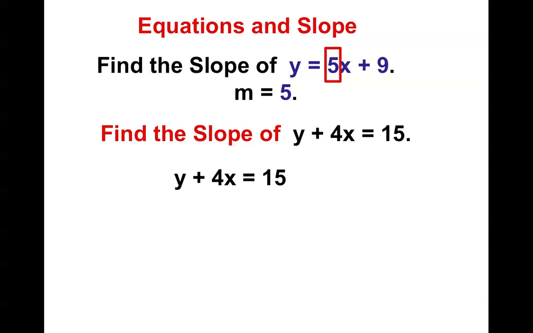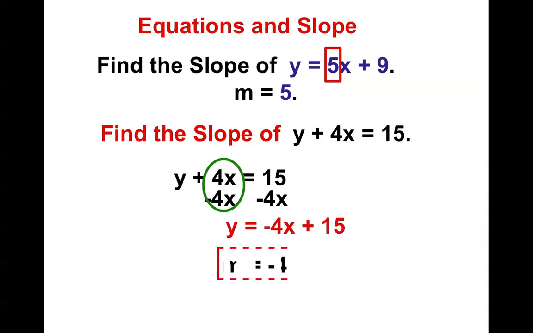We go back and we remember our basic algebra steps. We use the addition property of equality to add 4x to both sides of the equation. When I do that, I get y equals -4x plus 15. And what do you know? I now can figure out my slope. It would be -4.